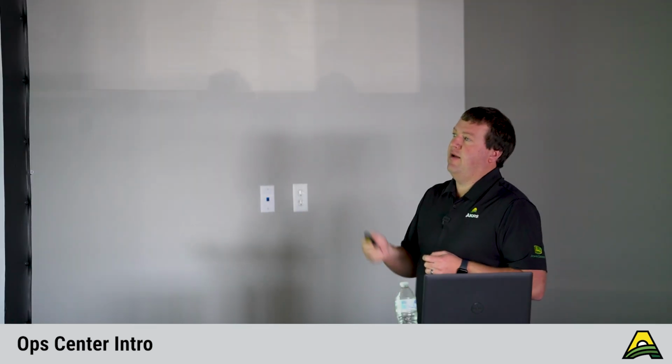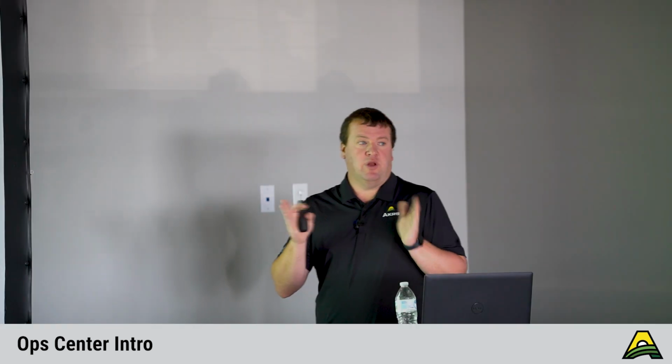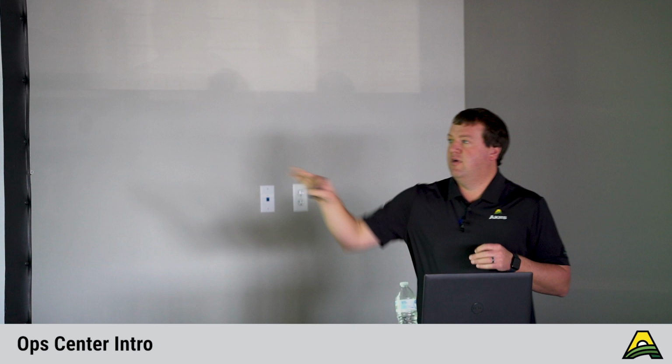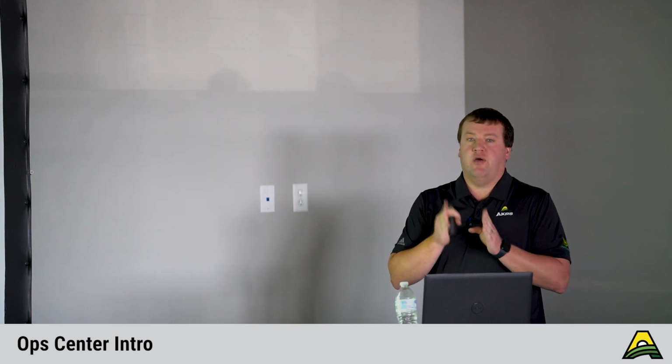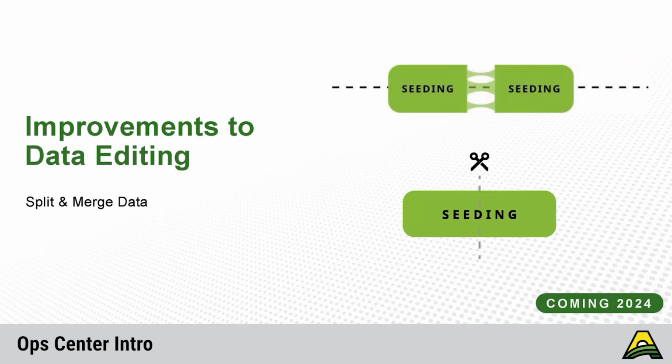But probably bigger than that, one we've been asking for a long time, is the ability to split and merge data. So if you go out and plant a field, come back 11 days later because of a rain event, finish planting it, you will now have 2 separate seeding events. That 10-day window's passed, so that's why we get 2 different maps. Now we'll have the ability to merge those into that one singular map. So again, not out yet, but it is coming yet this year.